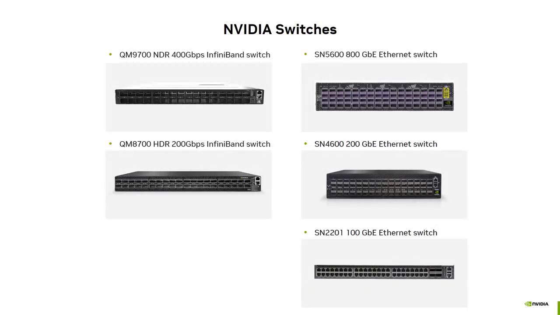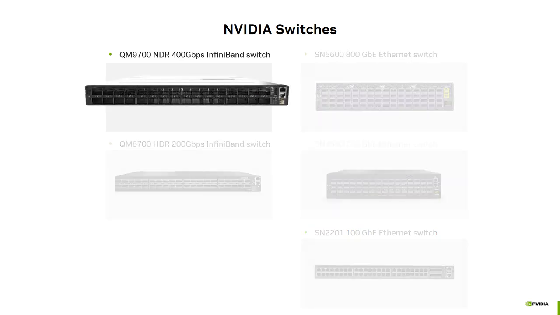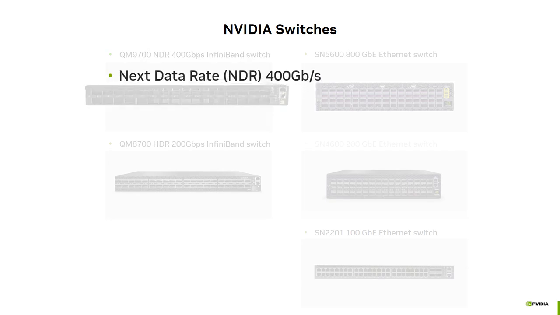The DGX BasePod reference architecture also includes an overview of the NVIDIA switches that can be employed in DGX BasePod configurations. This includes the QM9700 and QM8700 InfiniBand switches. As an example, the QM9700 NDR InfiniBand switch with 400 gigabits per second is used with the DGX H100 system. NDR stands for Next Data Rate.